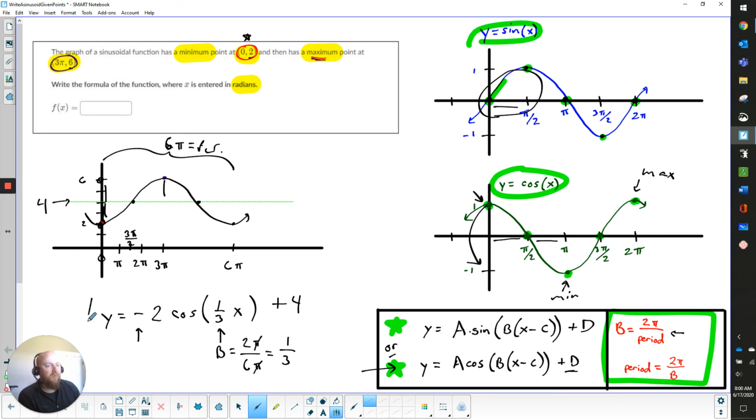And that is what I would put for my sinusoidal function, which is modeled going through these 2 points. I hope that helps. Let me know.